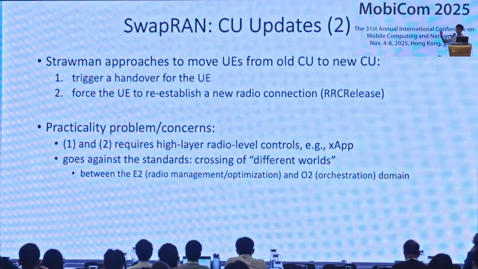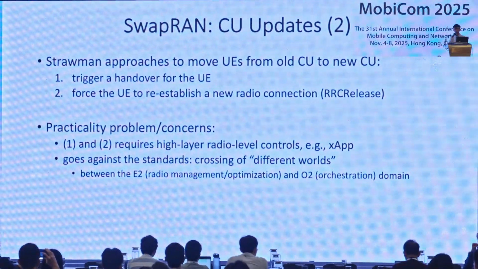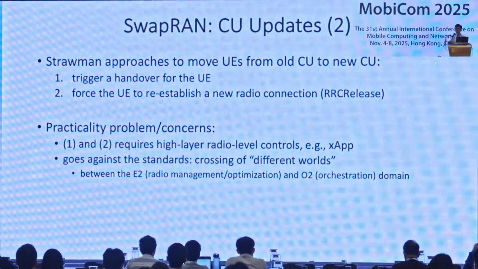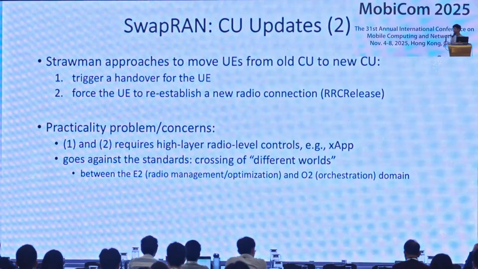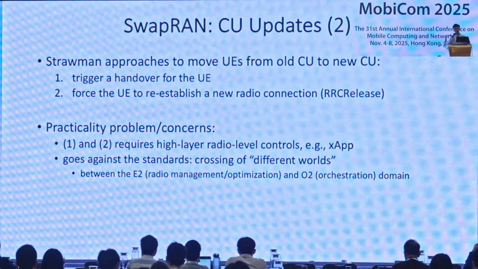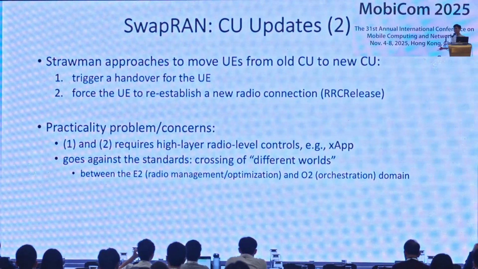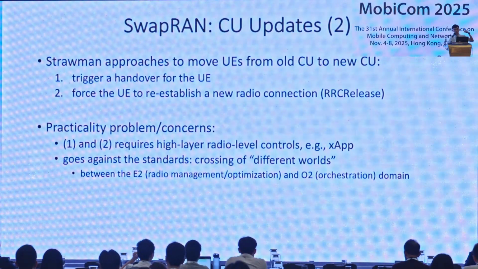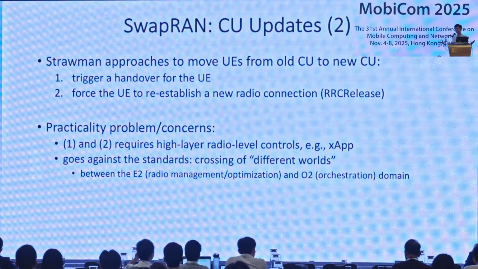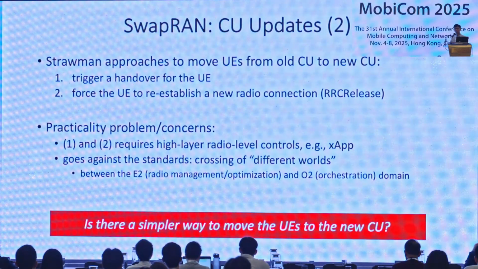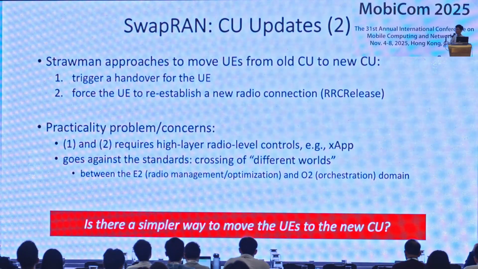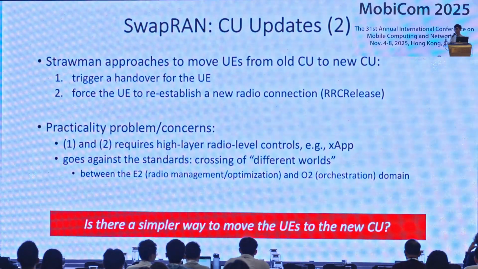Since both of these operations, triggering a handover or forcing the UE to reestablish a new connection, are high-layer radio level controls, you need the xApp, basically the RIC, in order to do this. But the software update process lives in the orchestration domain. So now you need the radio management people to work together with the orchestration domain people, which would have some challenges in getting this workable in practice. So is there a simpler, more elegant way for us to force all the UEs associated to the old CU to move to the new CU?